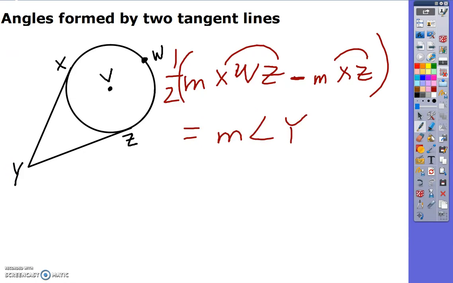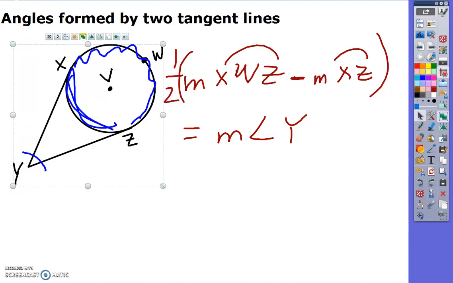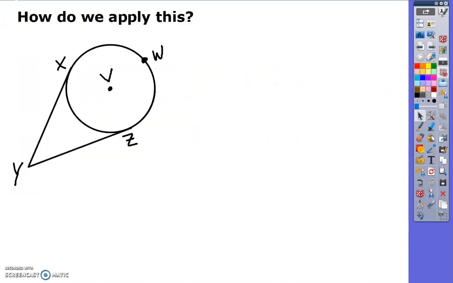So this is a little different than our other one. Since it's outside the circle, we subtract big arc minus smaller arc to find the angle. So, you know, that's what we're dealing with. It's no big deal. How do we apply that? It gets a little bit more complicated. So we apply that. Let's say I know that the measure of arc XZ is 120, and we'll come back.